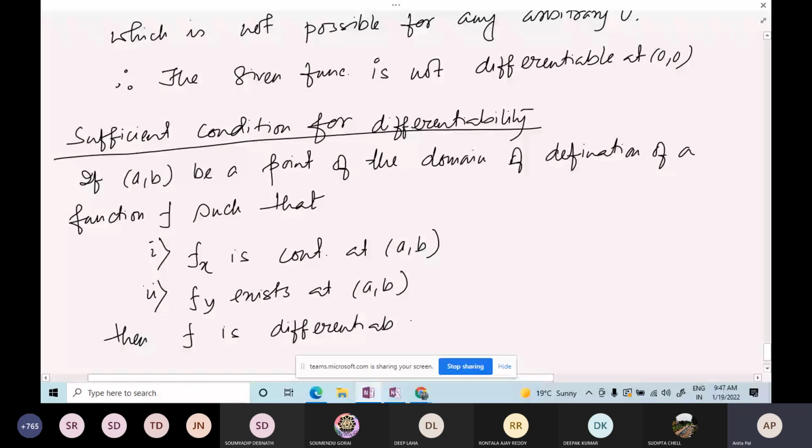But this is the sufficient condition. It is not necessary. If these two conditions are satisfied, then f will be differentiable at (a, b). Now let me take another example.